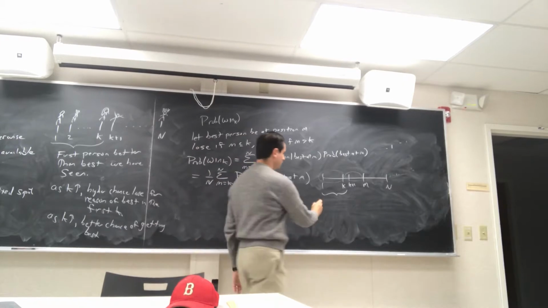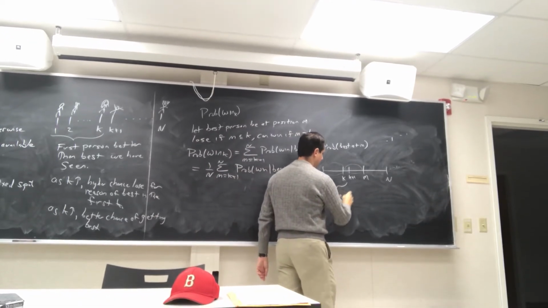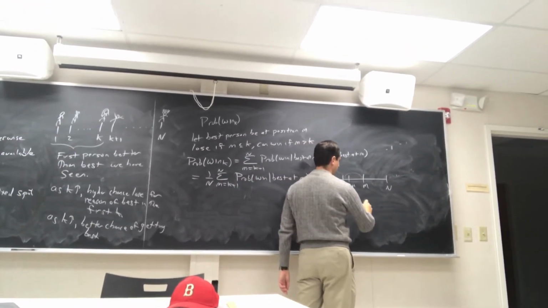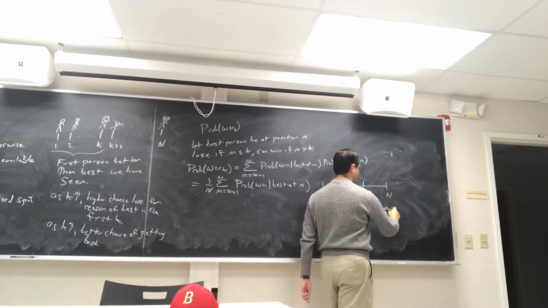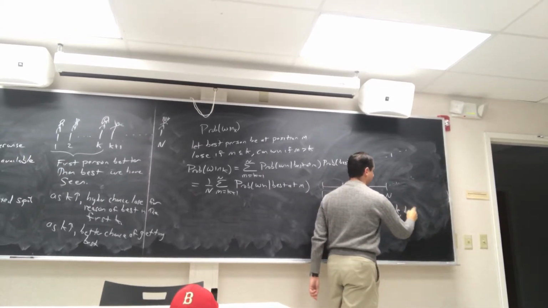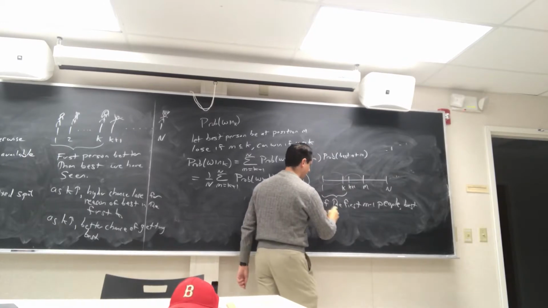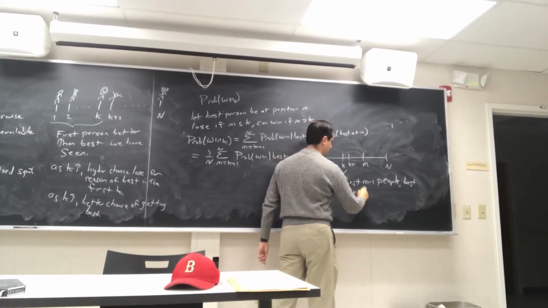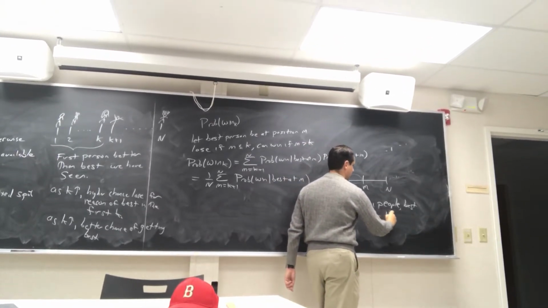Right? So of the first m minus 1 people, the best must be in the first k.